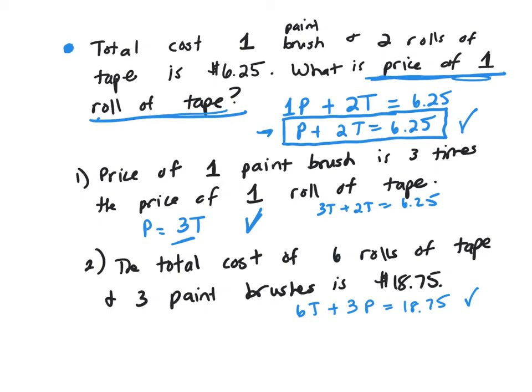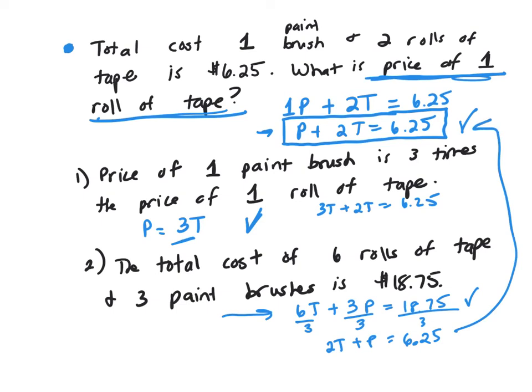But if you look closely at this equation, you see there's a common factor of 3 in every term. And if you divide everything by 3, you get 2T plus P equals 6.25. And that's the same equation as you're given here. And with this equation, P plus 2T equals 6.25, we can't figure out the price of a roll of tape. So the only clue that worked was 1, which means your answer is A. Only clue 1 works.